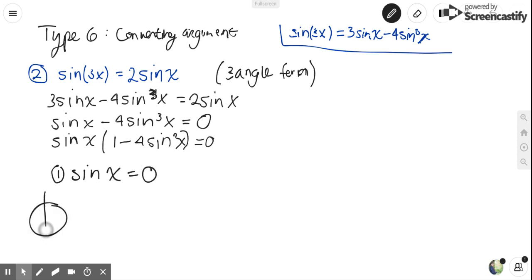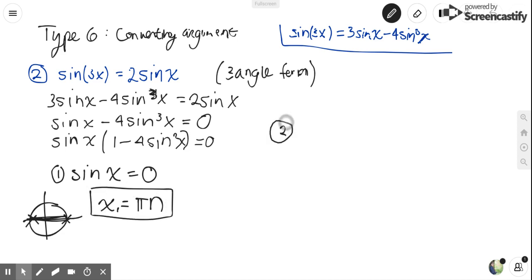Let's see when this happens. So sine is a value of y, which means we're looking on this line. So there's 2 angles, the ones that are on each side of the circle. So x is simply going to be equal to pi times n. So this is the first solution.